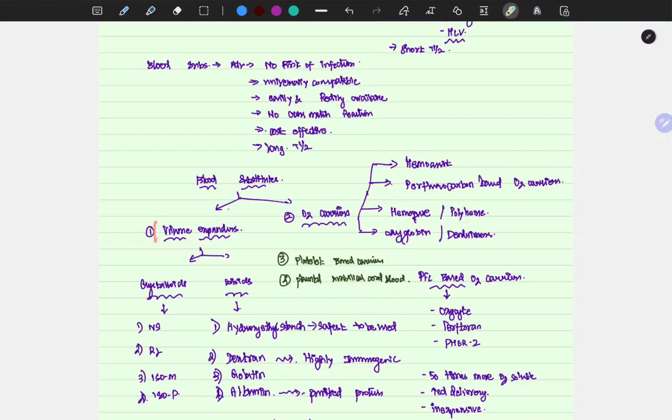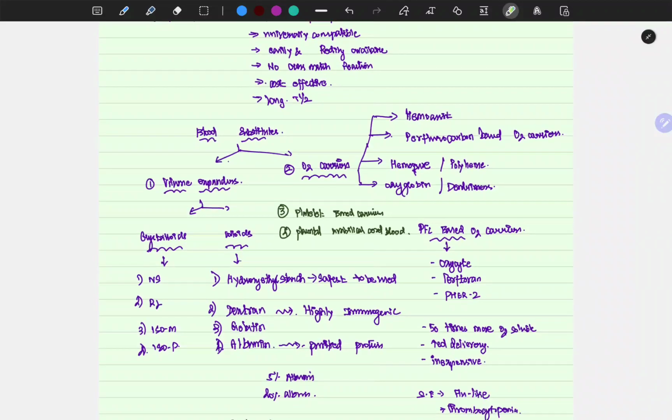And what are they? They are volume expanders, crystalloids and colloids, and oxygen carriers. So what are oxygen carriers? Heme assist, perfluorocarbon based oxygen carriers, Hemopure, PolyHeme, Oxyglobin, and dendrimers. Others: platelet based carriers, placental umbilical cord blood. Crystalloids are NS, RL, Isolyte M, Isolyte P. Colloids are hydroxyethyl starch, dextran, gelatin, albumin.